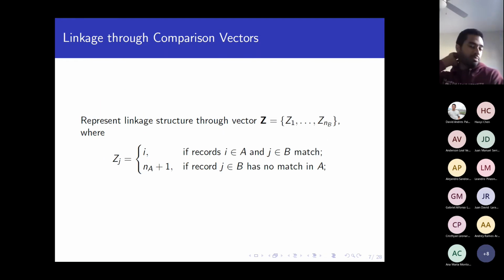One set of notation that comes up in a little bit is this linkage. You don't need to worry that much about this, but we're going to describe the linkage structure through this vector Z, and we're going to say that Zj equals I if record I in A and J in B are a match, and NA plus 1 if record J in B has no match in A. That doesn't matter too much. It just comes up on one later slide, so don't worry about that level of math.